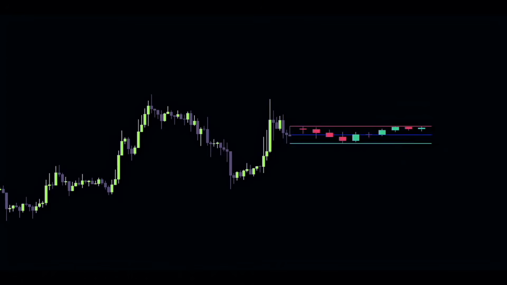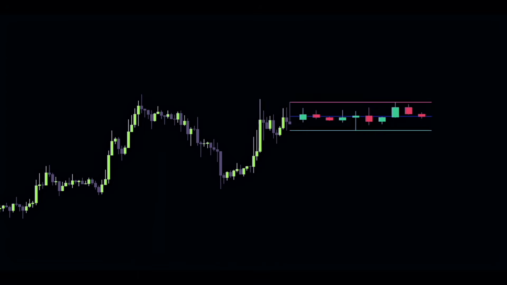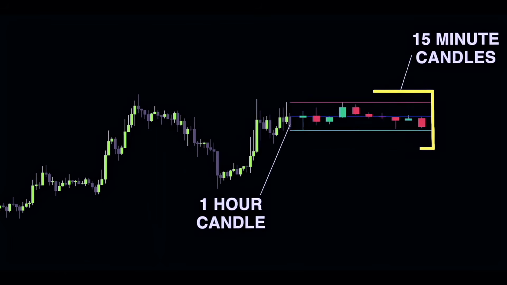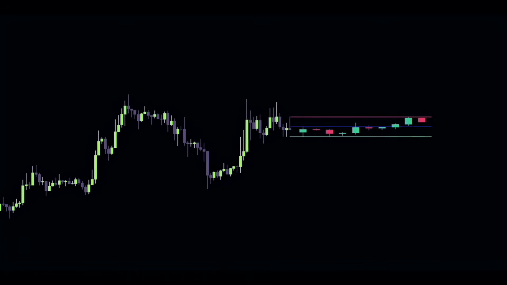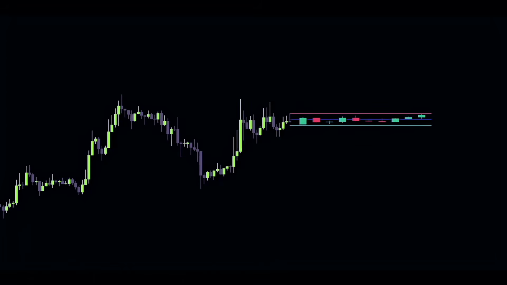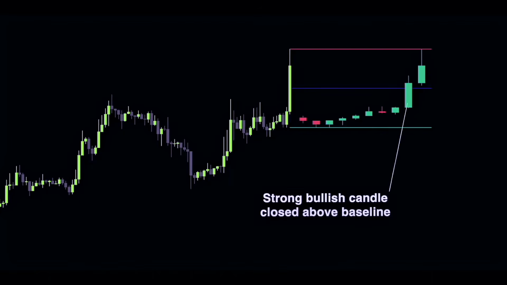Since we're on the 1 hour chart, each box candle is broken down into 4 15-minute candles. Right now, the 15-minute candles are sitting below the blue baseline, which tells us that bullish momentum hasn't yet returned. The moment those candles push above the baseline, that's your signal to get ready to buy.